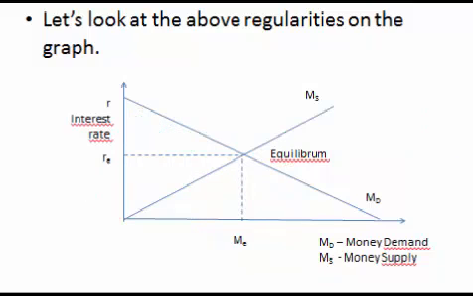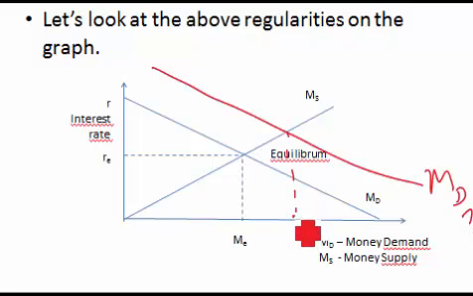Opposite is true for demand on money. If demand on money increases, with all other conditions being equal, interest rate increases.